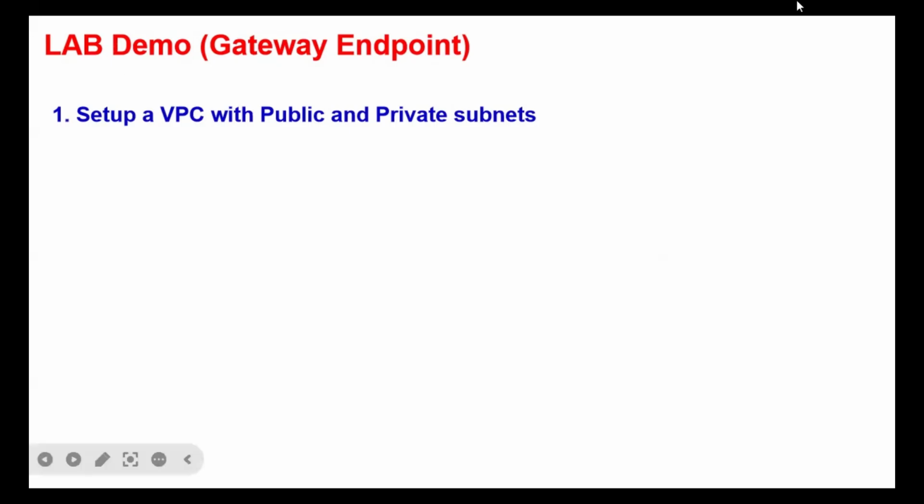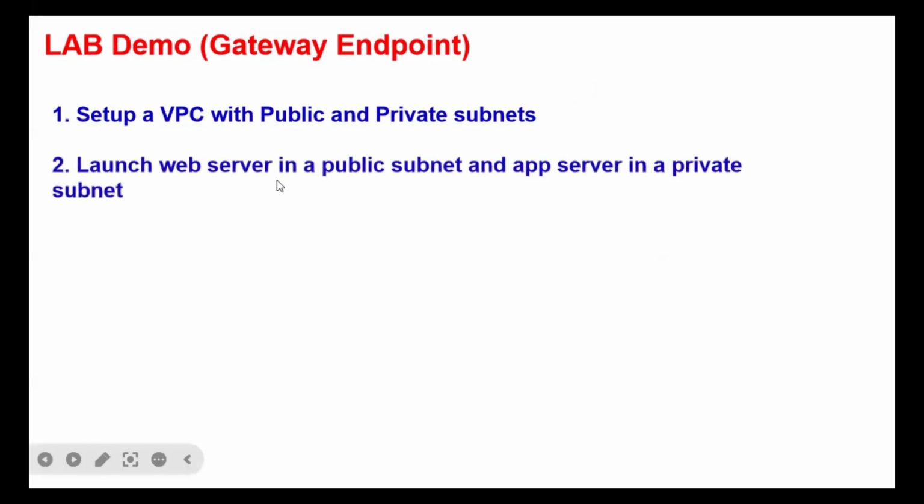Now, let us directly get into the lab demo for the gateway endpoint. So this would be the sequence of steps. First, we need to set up a VPC with public and private subnets. And I already have that. So I already have a VPC created, and I have a public and the private subnet with the associated route tables as well. Then launch a web server in a public subnet and app server in a private subnet. So this is what I'm going to start with. Within my VPC, I'll be launching a web server within a public subnet, and I will be launching an app server inside a private subnet.